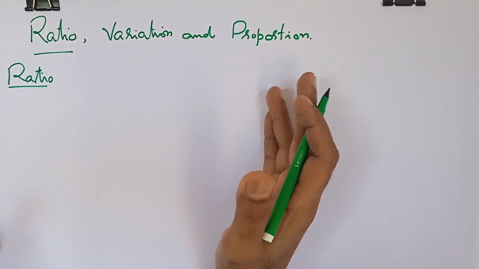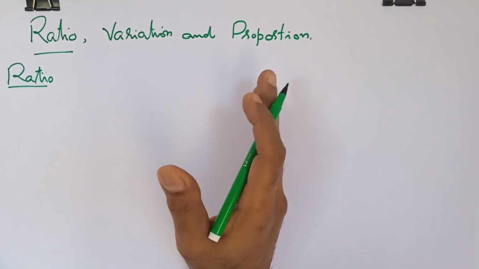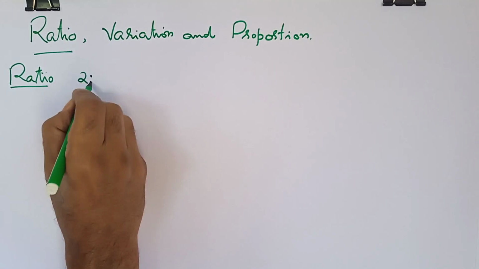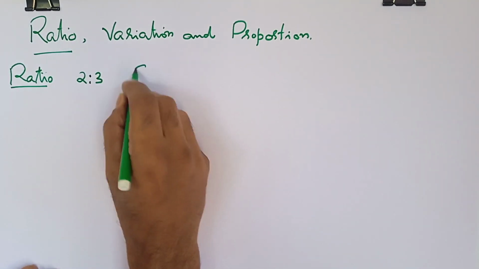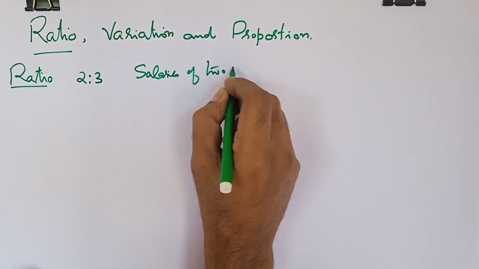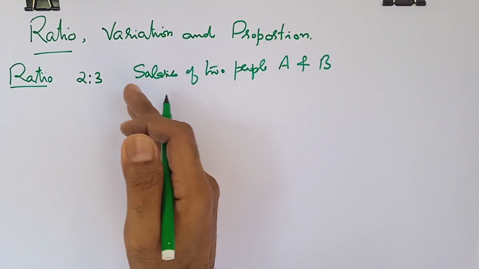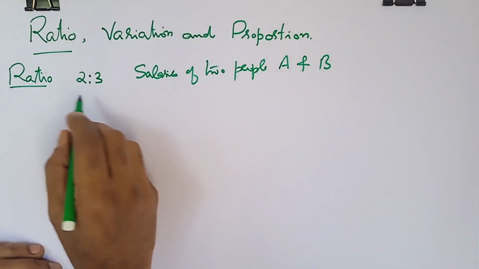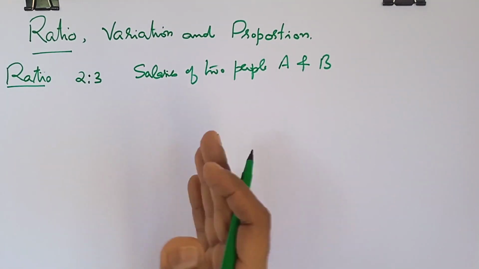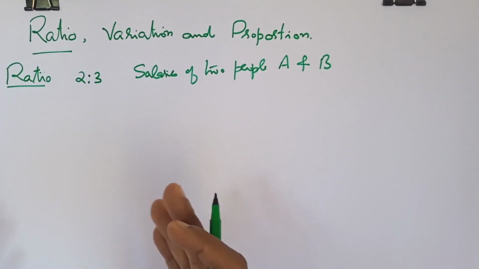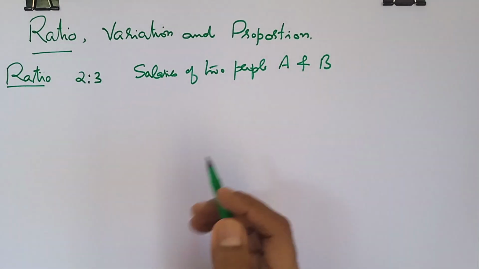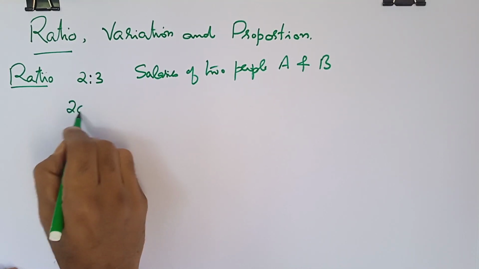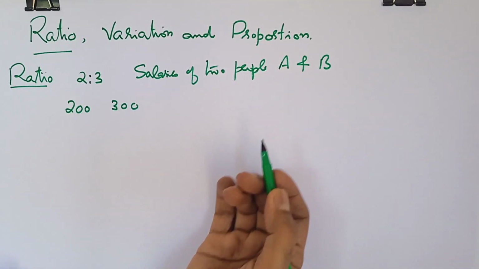Ratio, as you know, is a concept used to compare two comparable quantities. For example, if I say 2:3 is the ratio of salaries of two people, A and B, then what does it mean? The only thing we can say is that their salaries are related in some way, but not exactly what their salaries are. For example, if you know one of their salaries as say 200, the other will be 300.